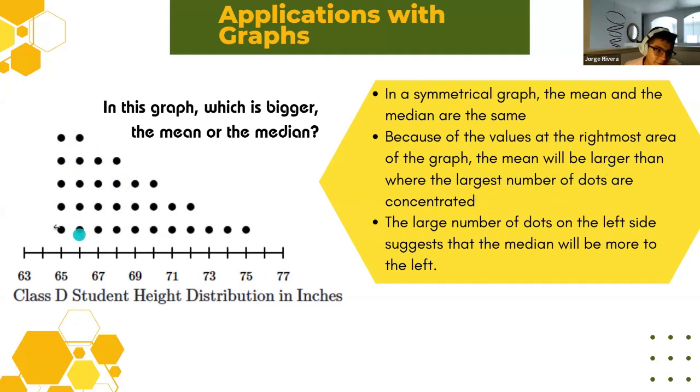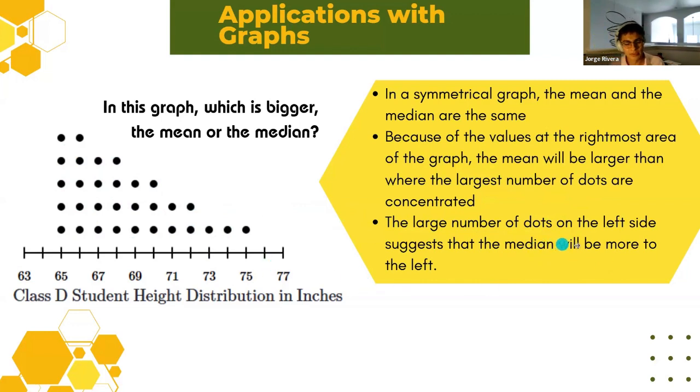So here we have a lot of concentration. We have more values over here on the lesser side than we have on the bigger side, right? So that means the median will be more over here, but the mean, because of these bigger ones, is going to be more over here. Because remember, we add all the big values and jumble them in the same group as the smaller values, right? So the larger number of dots on the left side suggests that the median will be more to the left than the mean.